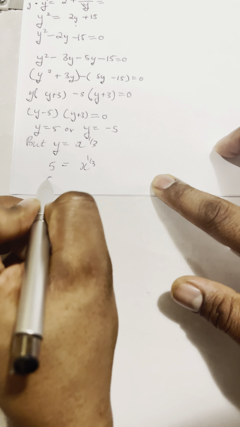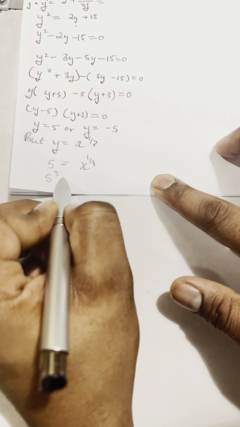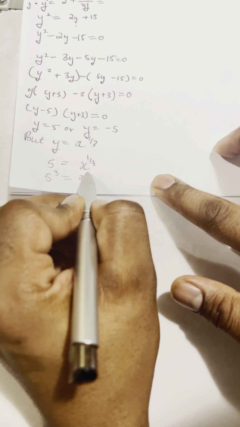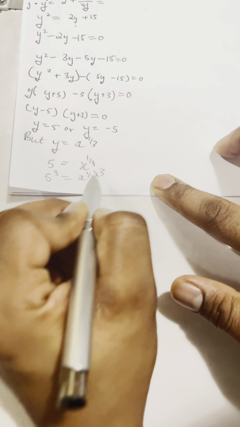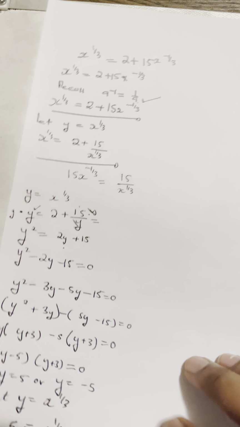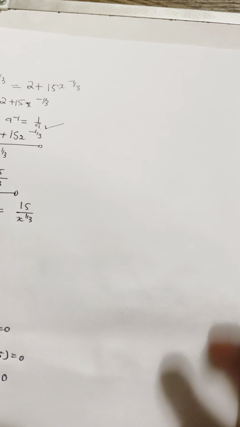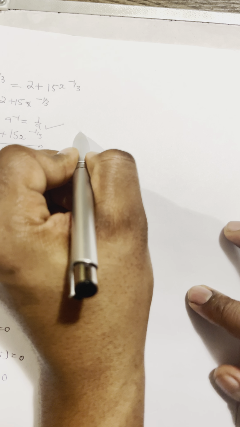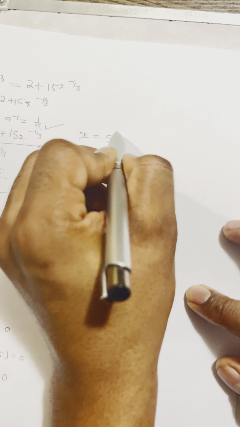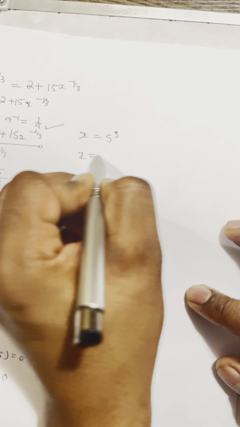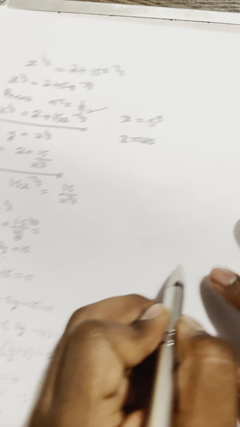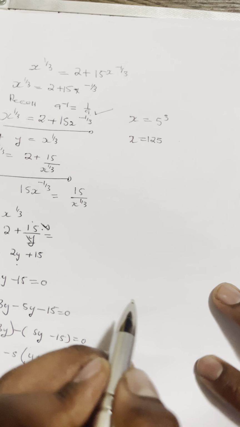Now 5 to the exponent 3 is equal to x^(1/3) times 3. This cancels this. This is equal to this. Now we are left with x is equal to 5 to the exponent 3. x is equal to 125. Now let's recheck our answer.